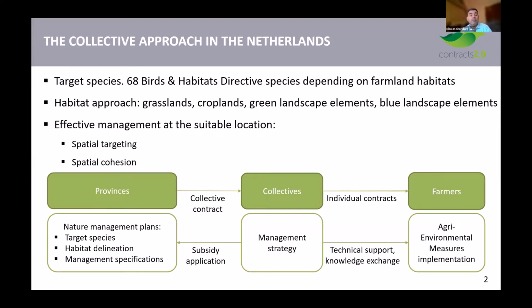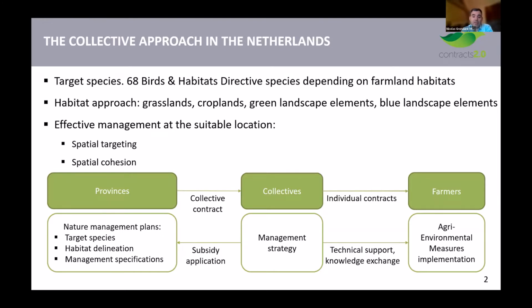To achieve these objectives, measures are spatially targeted, which means that they can only be implemented in favorable areas for the targeted species. And moreover, measures are coordinated in space so that a favorable habitat is created, for instance, by having suitable breeding and foraging sites next to each other. So how does this work in practice?